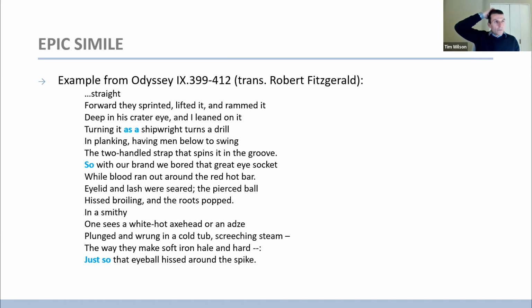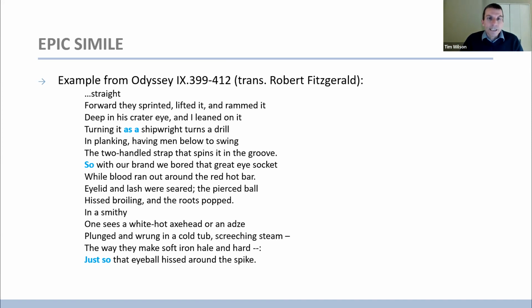So Odysseus, the man of twists and turns, comes up with an ingenious plot to get the Cyclops drunk. And then while he's wandering around drunk, they're going to take a long, huge shaft that they've sharpened and put into a fire to make it red hot, and then they're going to shove it in his one eye to blind him. So here's the narrative description of this.